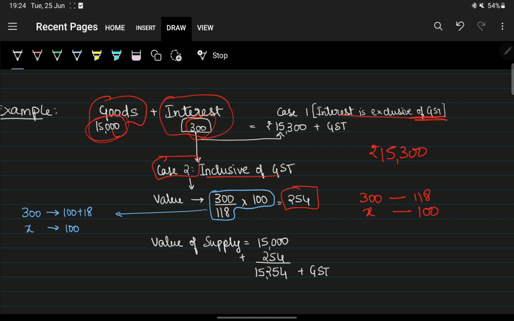Just cross multiply these two and you will get your answer. In this case we got the answer of 254. So we took the original, this is the value of goods. This 15,000 is the value of goods, and then we added the interest exclusive of GST, and then we got the value of supply. Now to this value we have to charge the GST.